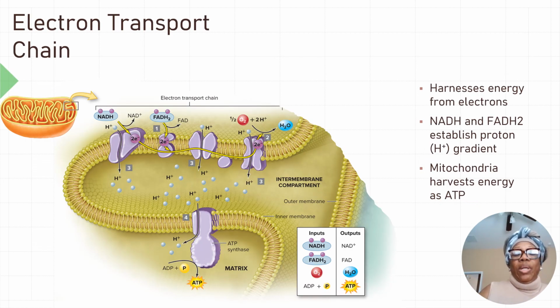So there's something called an electron transport chain that's within the cell membrane, and the function or job of that electron transport chain is to harness or capture the energy from electrons. So NADH and FADH2 establish what's called a proton gradient, so a concentration of protons, and the mitochondria will actually harvest that energy as ATP. In other words, they'll gather it and store it as ATP.